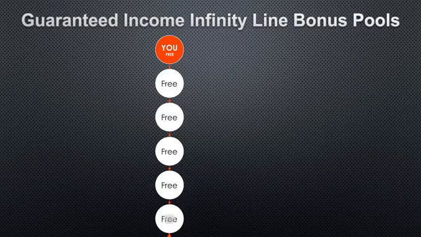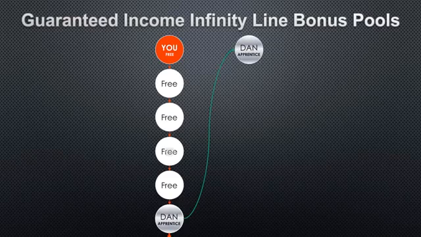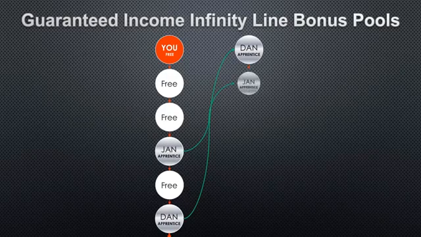Now the guaranteed income infinity line bonus pools, that's how you can be guaranteed income. The way that this works is you take the infinity line that's being formed and created right now that has roughly 60,000 people in it. One line with 60,000 people. And most of those people, you can leapfrog above them by qualifying as an apprentice member, you can move over into the apprentice infinity line.